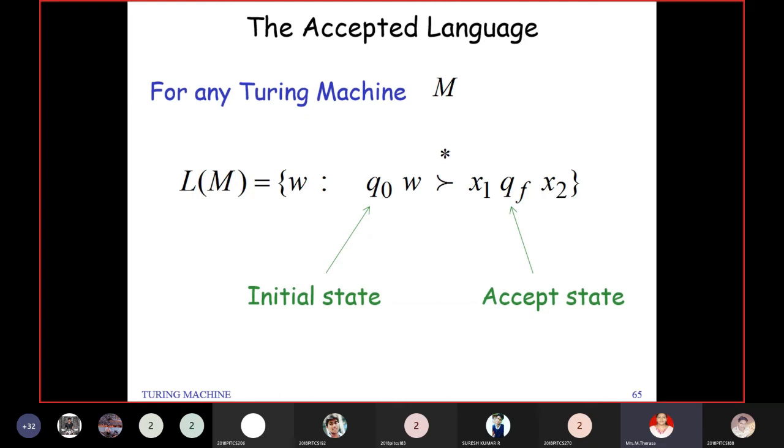So starting from the initial state, after following this w, the machine should halt at the final state. Kindly understand, the Turing machine should halt at qf, where qf belongs to capital F, the finite set of final or accepting states.